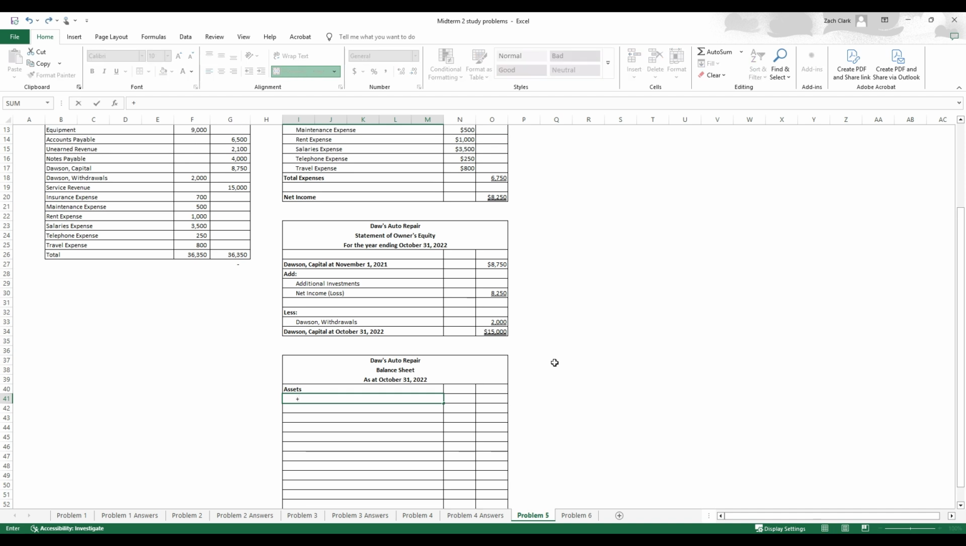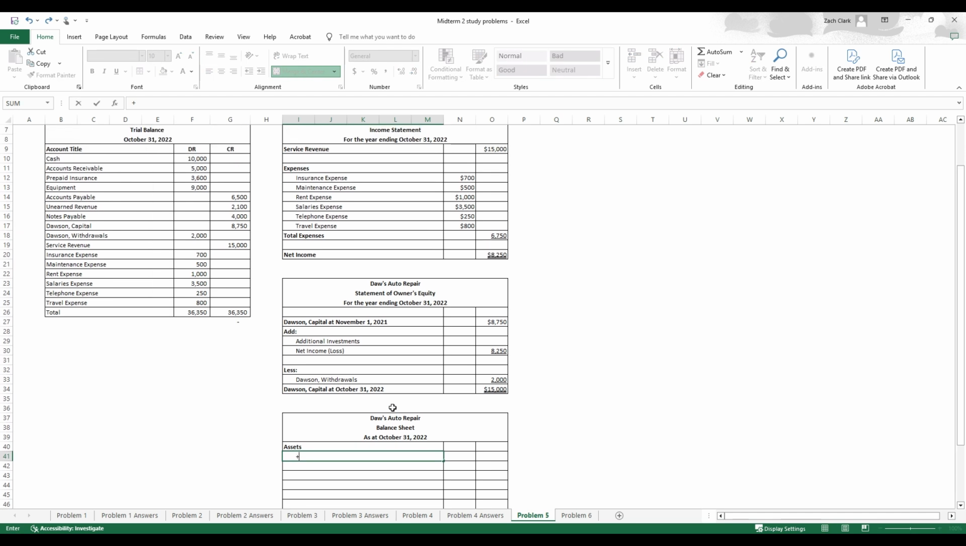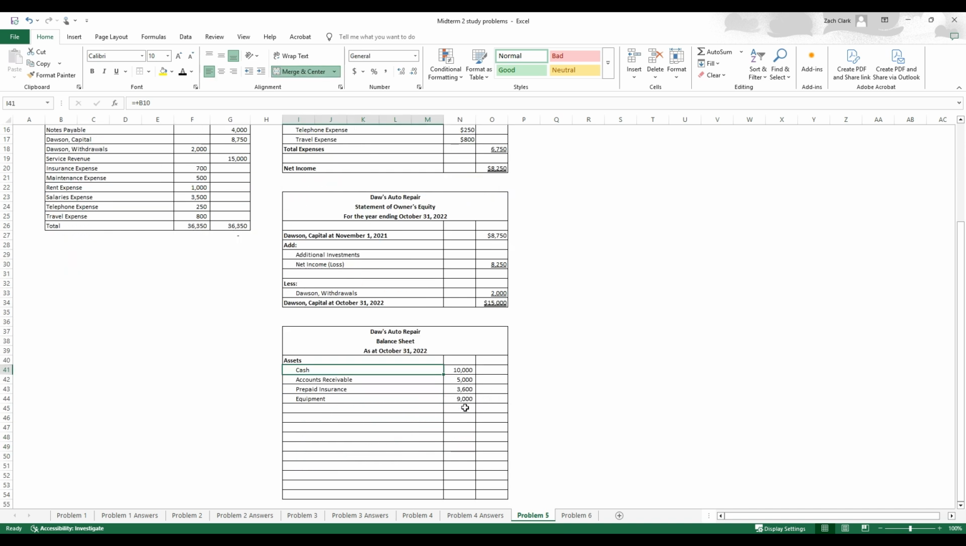Okay, so we're going to have assets, liabilities, and equity at a point in time here on our balance sheet. And our assets are all up here. We have cash, AR. I think that's all of them there. And we'll just link all these in. Okay, that'll be total assets.